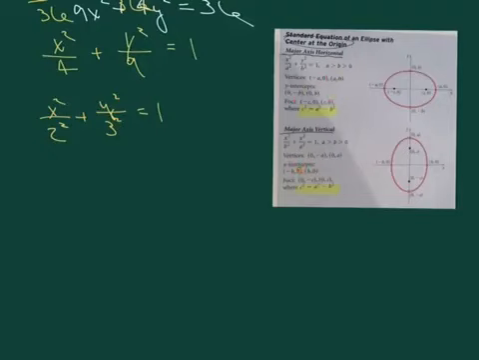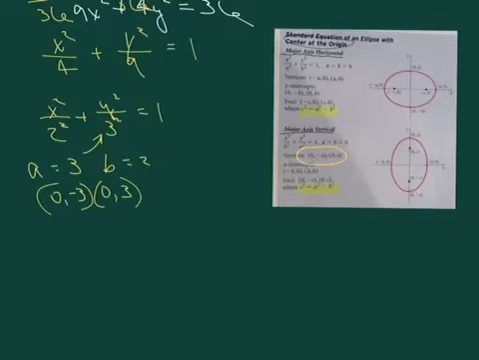All right, so let's go ahead and start looking for A, B, and C. Well, A is going to be 3, because A is always the biggest of the two numbers. B is going to be 2. Major axis is vertical. Vertices then are at 0, -3, and 0, 3. Okay, so that's the highest and lowest point.